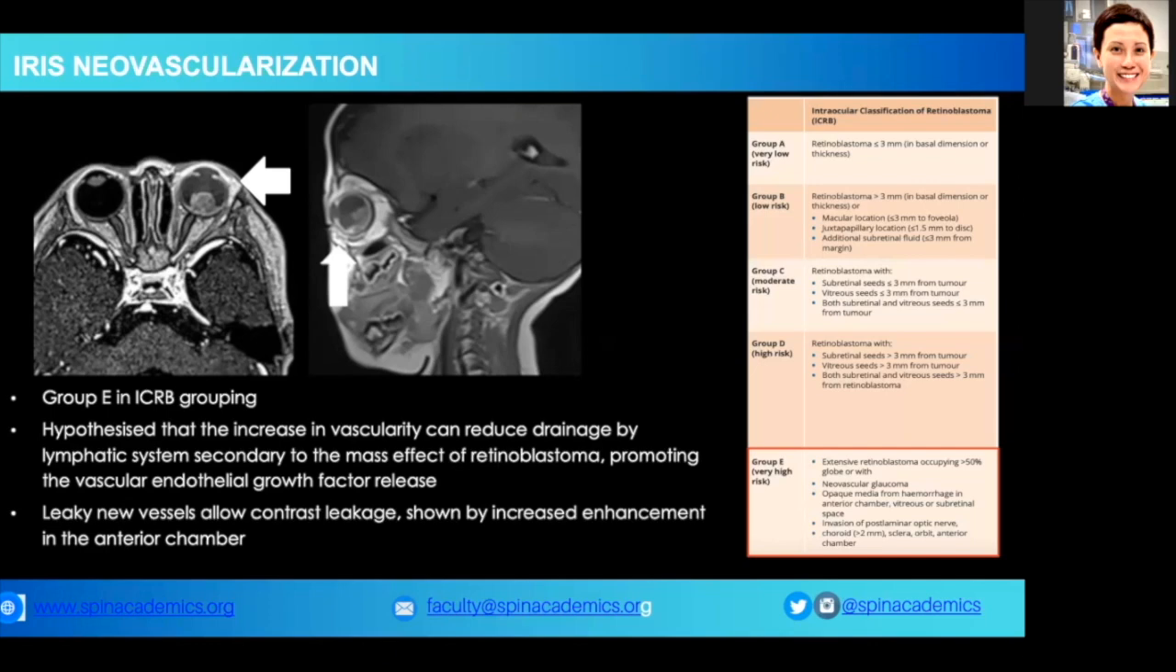Note the left eye of this 13-month-old boy with RB. Axial image of T1 weighted post-contrast on the left and oblique sagittal T1 weighted post-contrast on the right show increase in contrast enhancement of the anterior chamber in the left eye when comparing with the normal right eye.